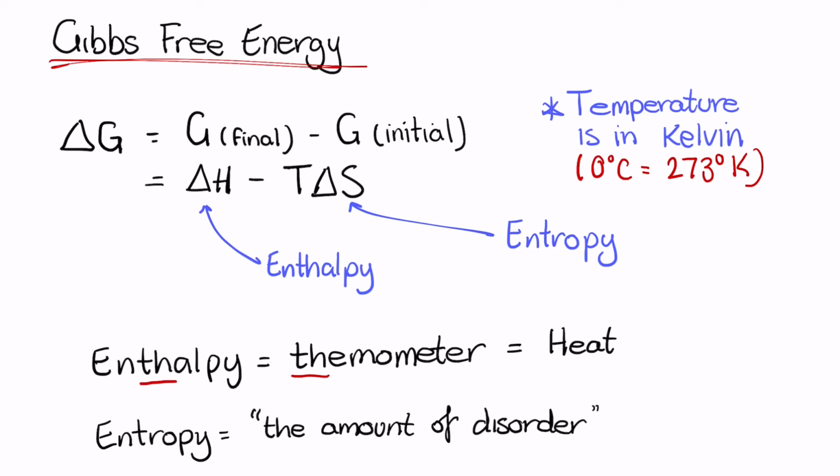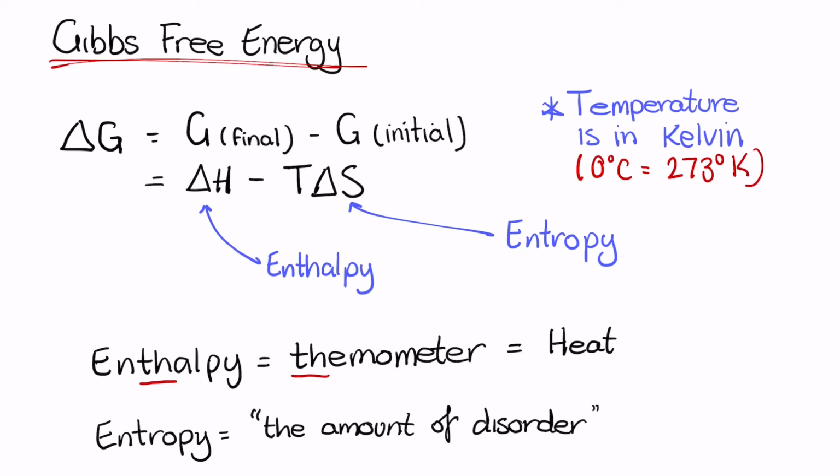So in GAMSAT, for example, you might get tripped up with converting between Kelvin and Celsius. So it's just important to remember that 0 degrees Celsius is approximately 273 degrees Kelvin.